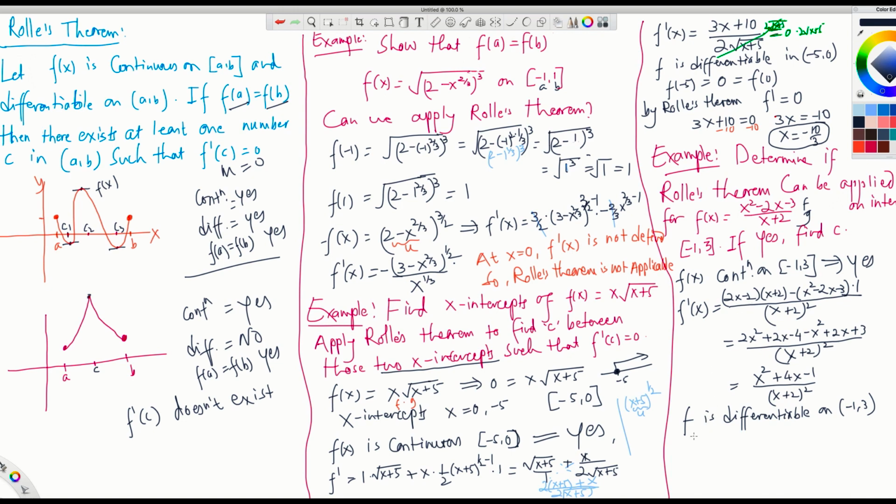What is f(a)? f(a) will be f at -1. Let me plug in -1 for x here. -1 square is 1, minus 2 times negative 1 will be positive 2, right? Because 1 plus 2 is 3, and then minus 3 is 0, divided by negative 1 plus 2, which is positive 1. So 0 over 1 is 0. f at negative 1 is 0. And f at 3, let me plug in 3 here. 3 square is 9, minus 2 times 3 is 6. 9 minus 6 is 3, minus 3 is 0, over 3 plus 2 is 5. 0 over 5 is also 0.